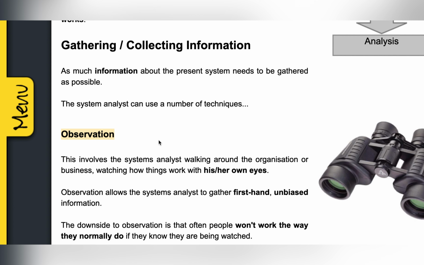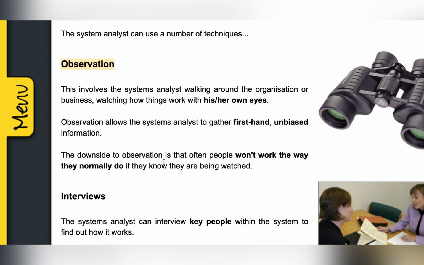Observation involves the system analyst working around the organization or business, watching how things work with his or her own eyes. So with your own eyes, you watch how things are working with the whole system. Observation will allow the system analyst to gather first-hand and unbiased information. Unbiased information, you see the word used? Because in an organization, we believe in the probability of concept. So you must not have biased information. First-hand information, not information told to you.